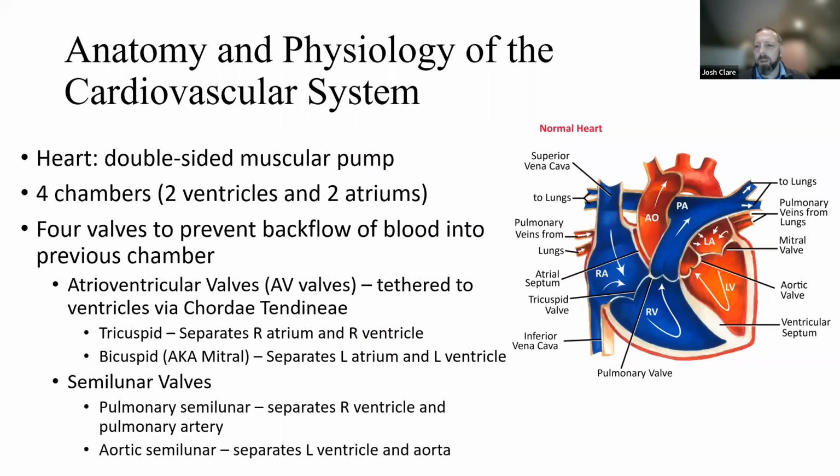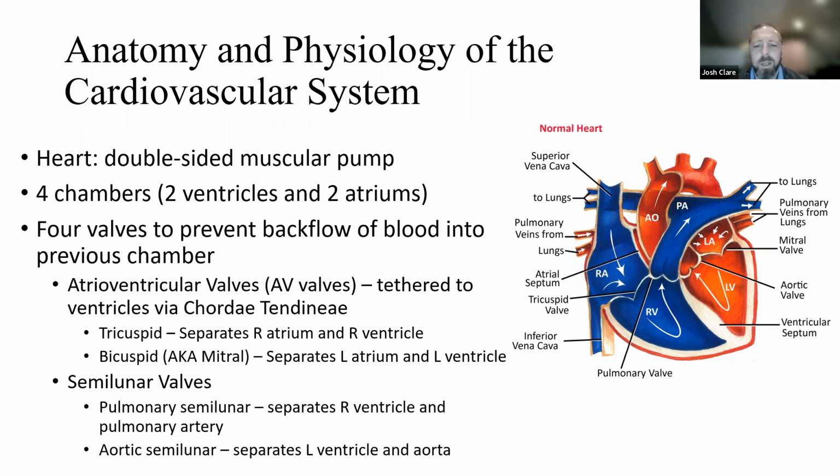There are valves to prevent backflow into each chamber. We'll look at some valve disorders later, when those valves don't work well. The AV valves, atrioventricular valves, are tethered to the ventricles via the chordae tendineae. We have tricuspid and bicuspid valves. The bicuspid is also known as the mitral valve. Sometimes on exams or in textbooks, it can get a little confusing if the student only learns bicuspid and then all of a sudden they're reading about the mitral valve and wondering where the heck the mitral valve is. Those words are used interchangeably.